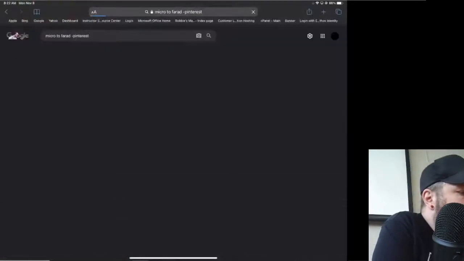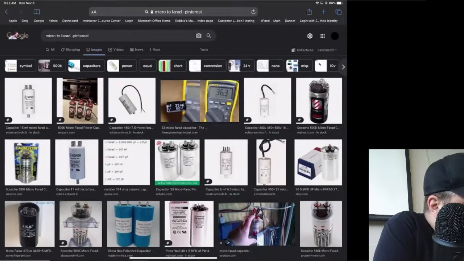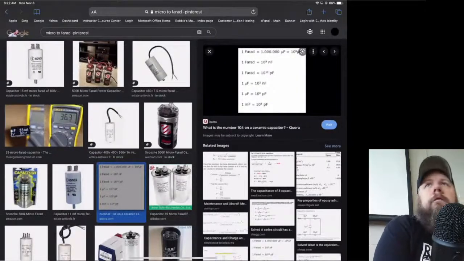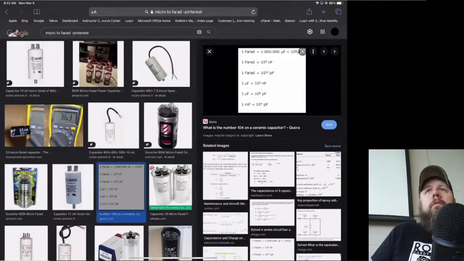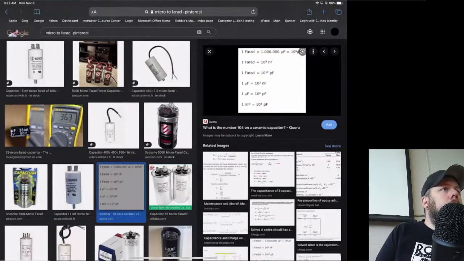We'll look up micro to farad. I found a really good one. Okay, so microfarad is 10 to the negative 6, all right? This one didn't have the actual numbers, but it's the conversion. Okay, cool.